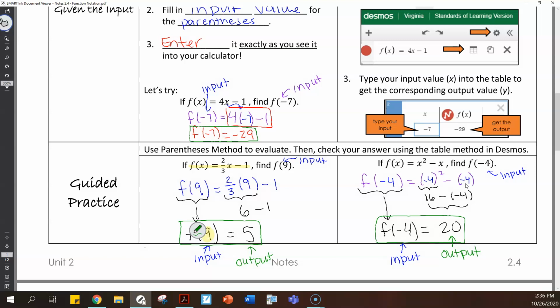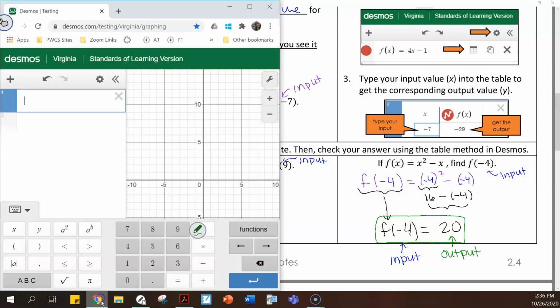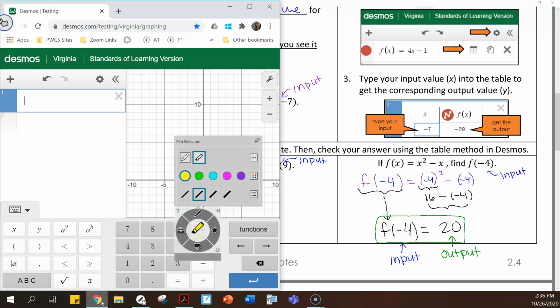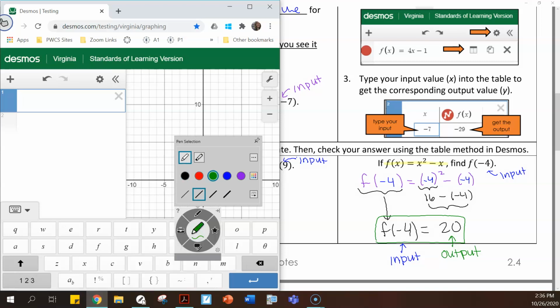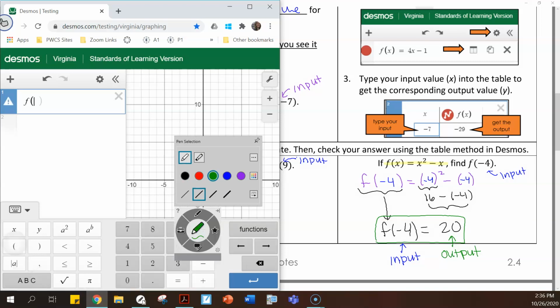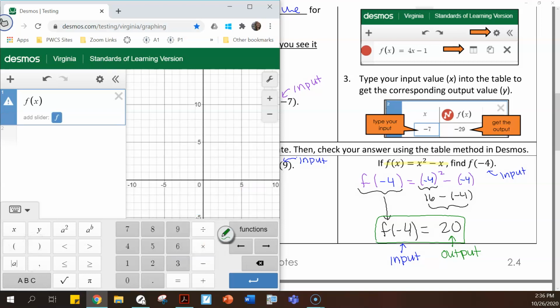So -4 squared is +16 minus -4. 16 minus -4 is 20. I can check this in Desmos. I'm going to type it in exactly the way I see it given in my problem. So this function right here, I've got f of x equals x squared minus x.